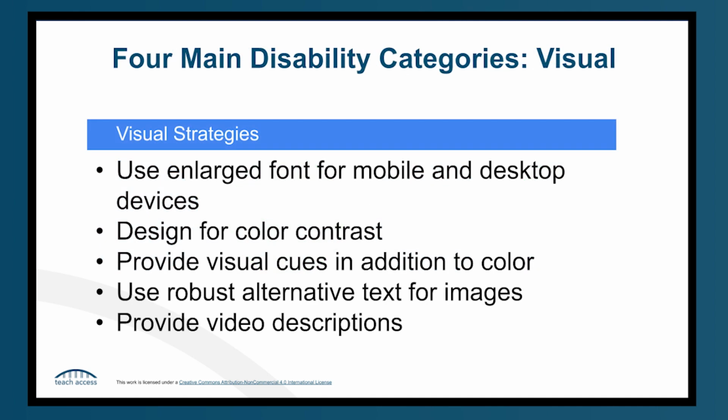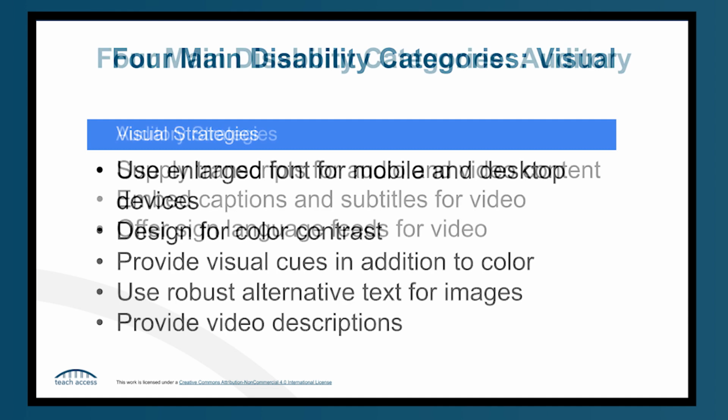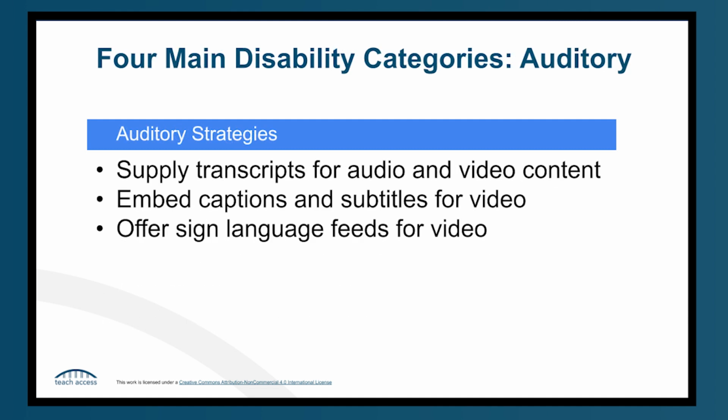When a persona has visual differences, consider factors such as enlarged font, color contrast, using cues other than color, robust alternative text, and video descriptions. When a persona has auditory differences, consider factors such as transcripts for audio and video, embedded captions and subtitles, and sign language feeds.